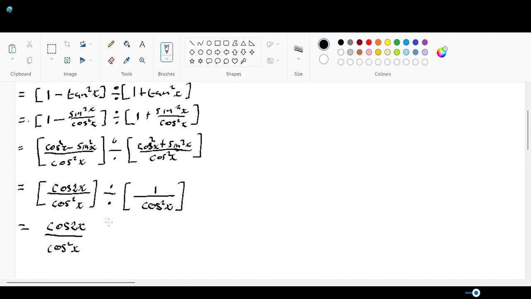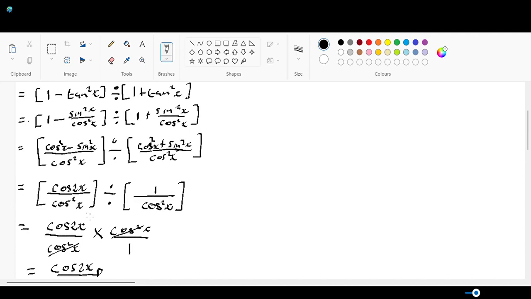And then here now we change the division sign to multiplication. When that happens, on the other side, this cos squared goes to the numerator, and this 1 goes to the denominator. Now as you can see, we have cos squared x here and cos squared x here. They divide and give you 1. So what you're going to be left with is cos 2x. And that, my friends, is how you do this problem.